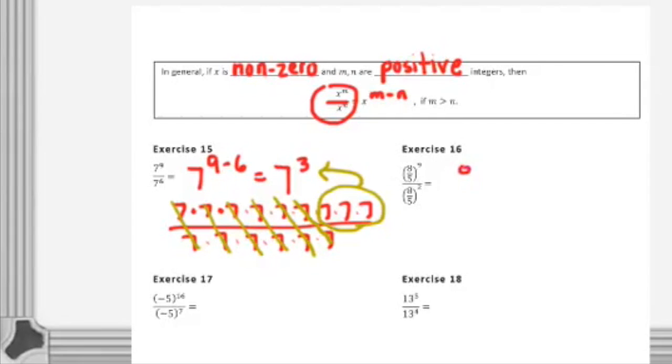And so this would be 8/5 to the 9 minus 2, or 8/5 to the 7th. And then looking at exercise 17, again, just highlighting that the negative base should be in parentheses. So we have -5 to the 16 minus 7, and so that should be -5 to the 9th power. And for exercise 18, we have 13 to the 5th divided by 13 to the 4th, and so that should give us 13 to the 1st power, which of course we could just write as 13.